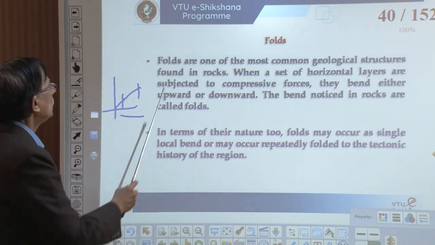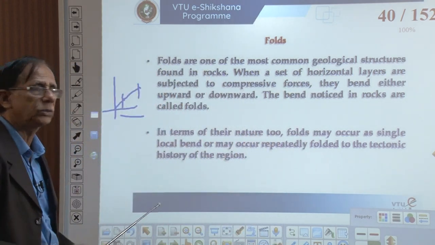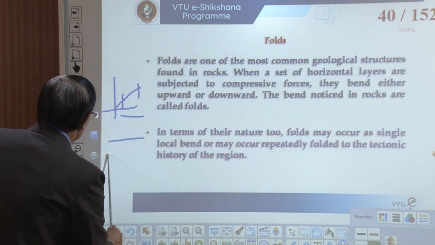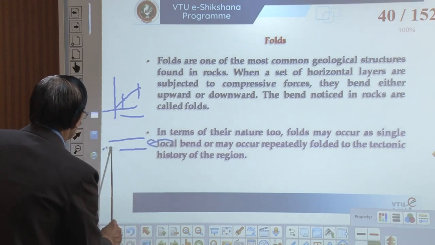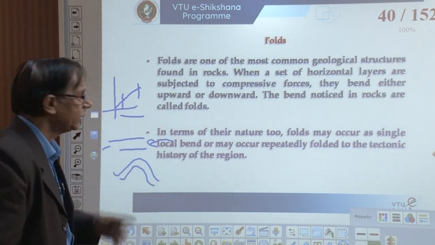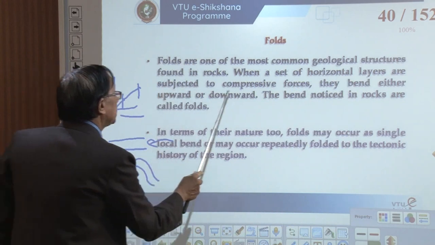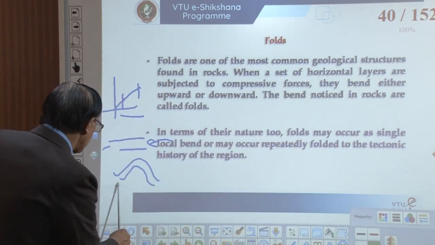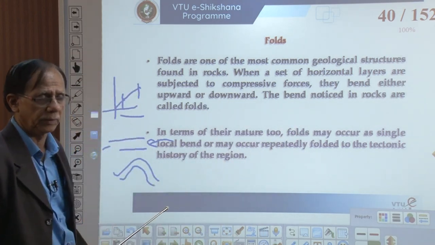What is a fold? Folds are one of the most common geological structures found in the rocks. When a set of horizontal layers, if this is the rock, if I apply pressure like this, it becomes like this. Correct? That is a fold. When a set of horizontal layers are subjected to compressive forces, they bend either upward or downward. And this bend in rocks we call a fold.